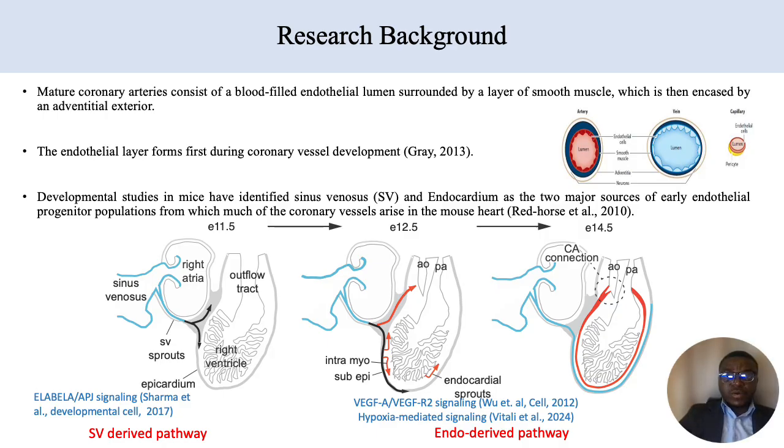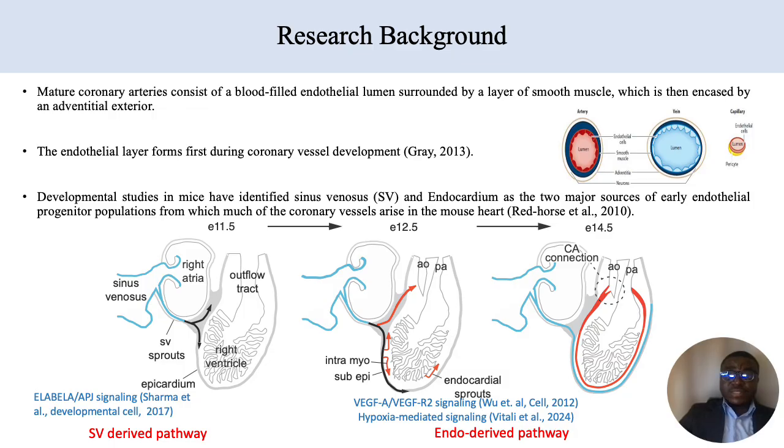Mature coronary arteries have three layers: the inner endothelial layer, which forms first, the middle smooth muscle layer, and the third, the outer adventitial layer made of fibroblasts. During embryonic development, the coronary vasculature forms in a sequence. First, an immature vascular plexus develops, giving rise to the endothelial layer.